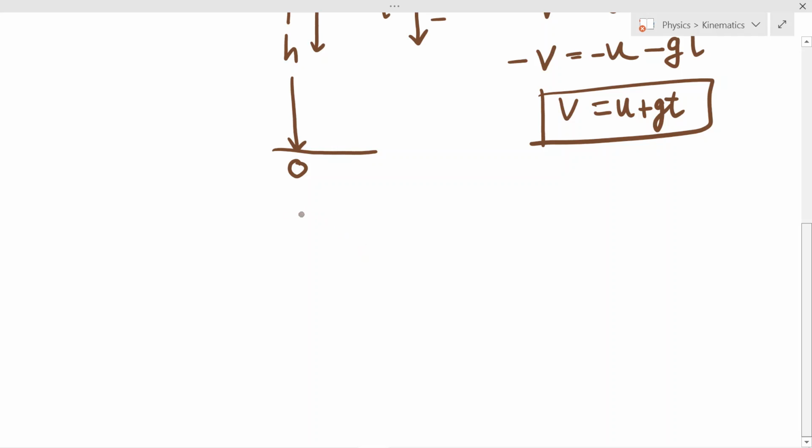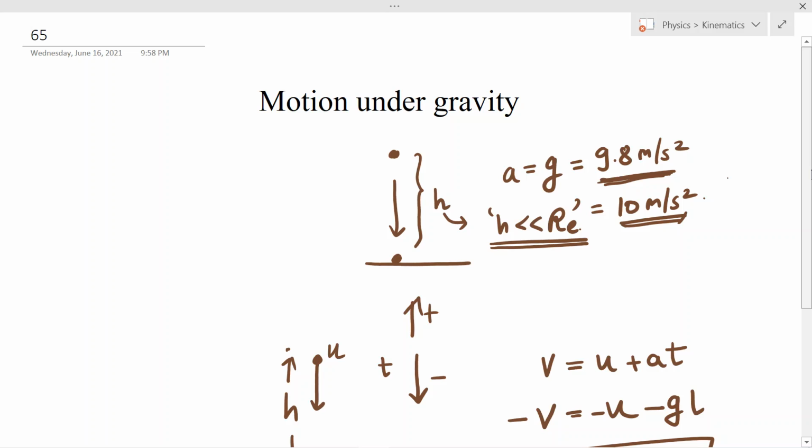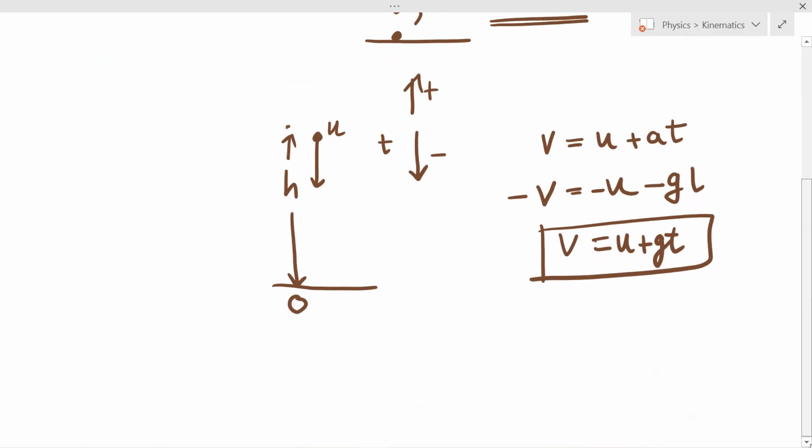Now let's say the displacement is h. Now suppose it comes to the ground. So v is u plus gt.